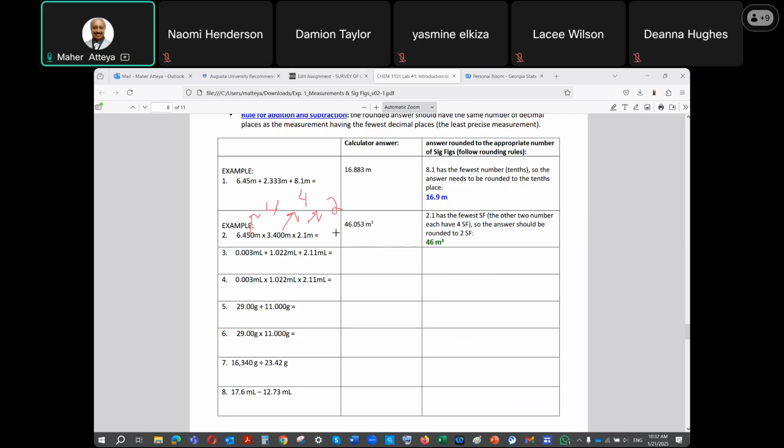So the answer will be 2, correct? So after multiplication, this came out to be how many? 5, correct? 3 and 2, 5. I have to use the least significant figures, 2, so I have to take all those out. 0, 5, 3, I have to just delete them. Why? If the digit is 5 and above, then it will be considered 1, so then it has to go up.